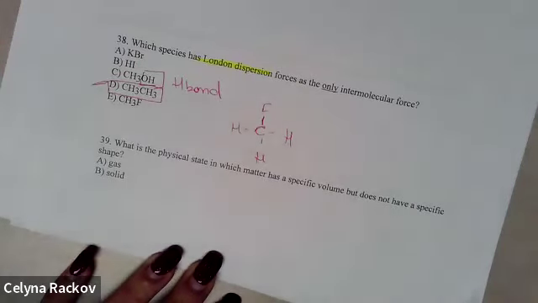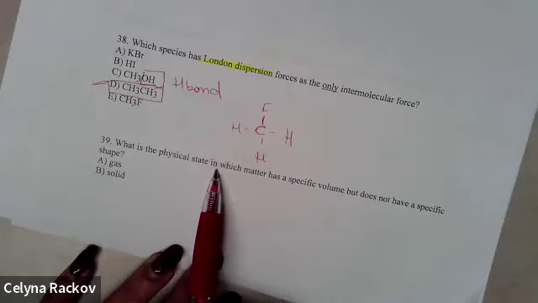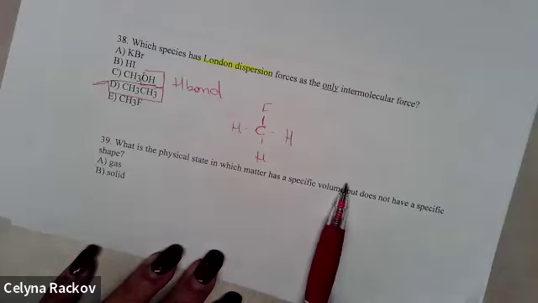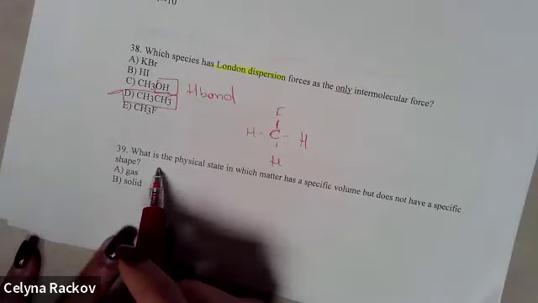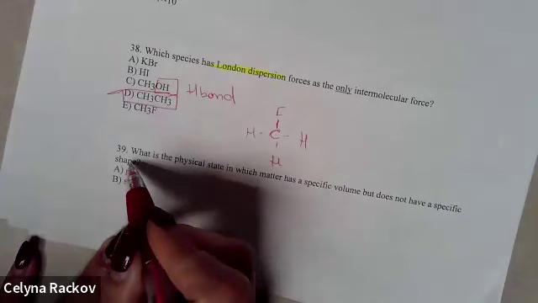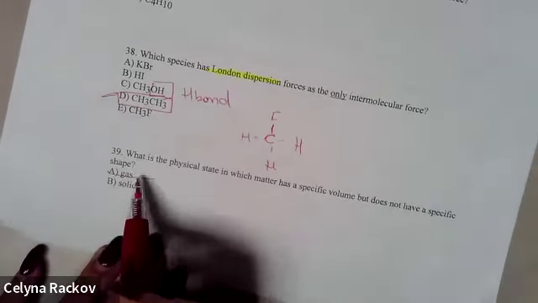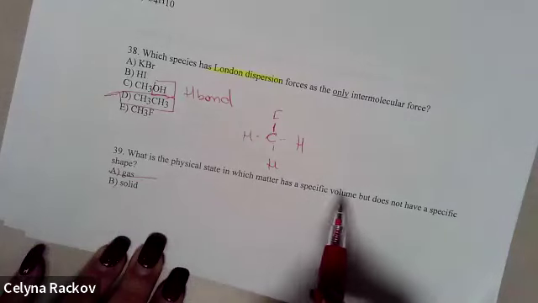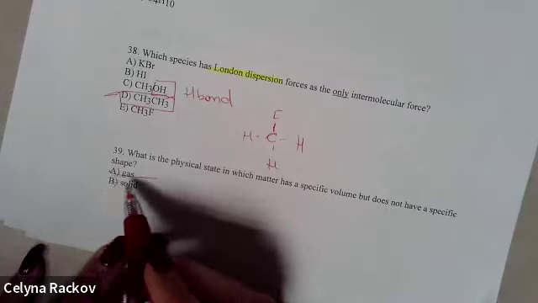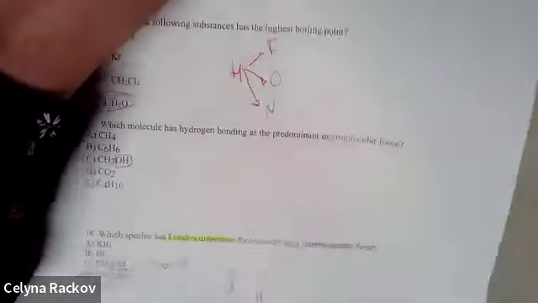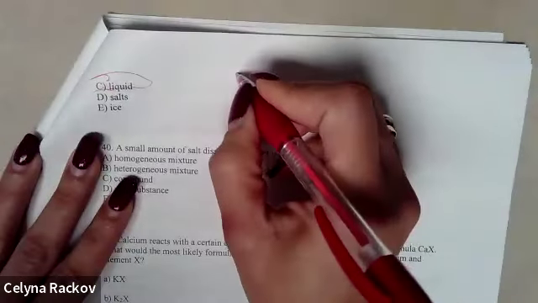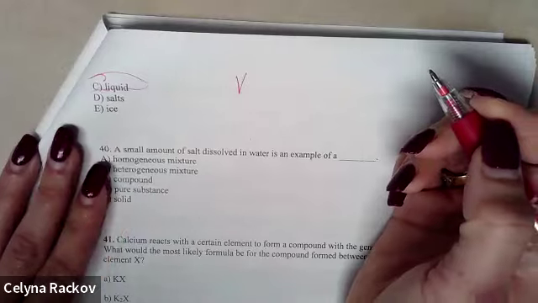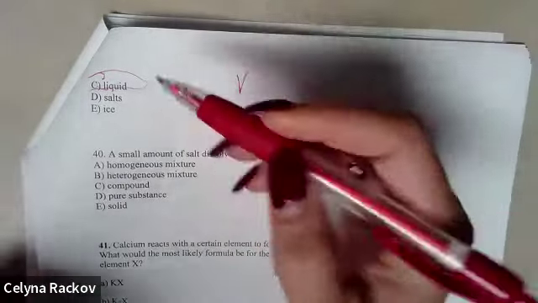Okay, so then here, what's the physical state in which matter has a specific volume but does not have a specific shape? So you know that gas has no specific shape and no specific volume. So it's not gas. For solid, you know that solid has specific volume and specific shape. So it's not solid. So the answer should be liquid. Liquid has specific volume, but not specific shape. That means that the shape can change, but the volume is fixed.